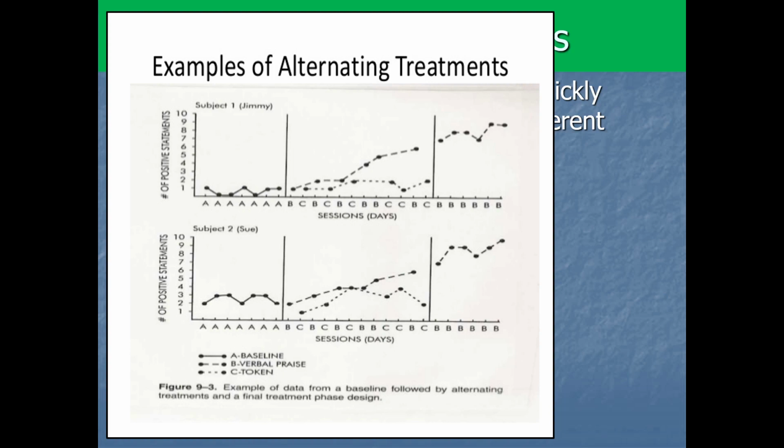So what we do is we first measure them at baseline for a while to see how many positive statements they're making currently. Jimmy's doing like 0 to 1 each day, while Sue's averaging around 2 to 3 each day. And in both cases, we've got a pretty clear flat trend at that level, right? Then, starting on day 8, we try one of the treatments, one of the interventions.